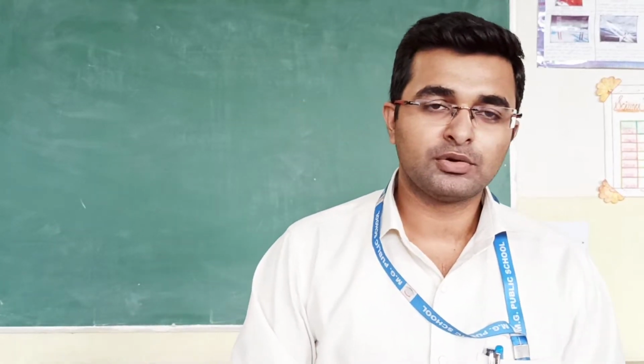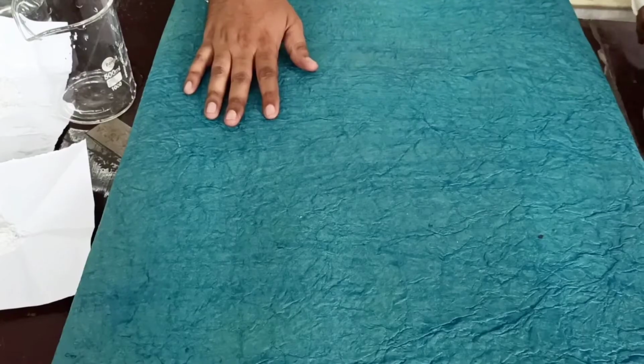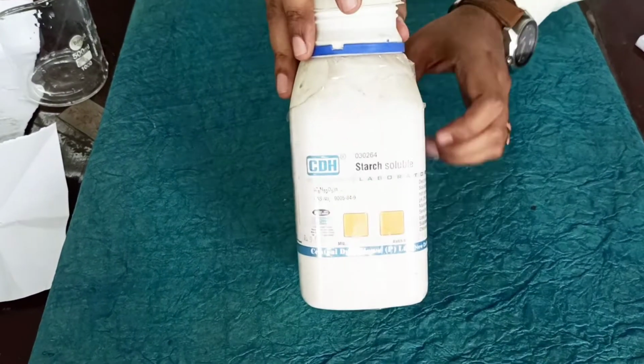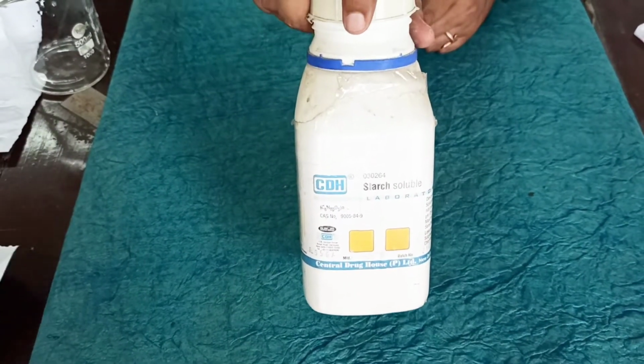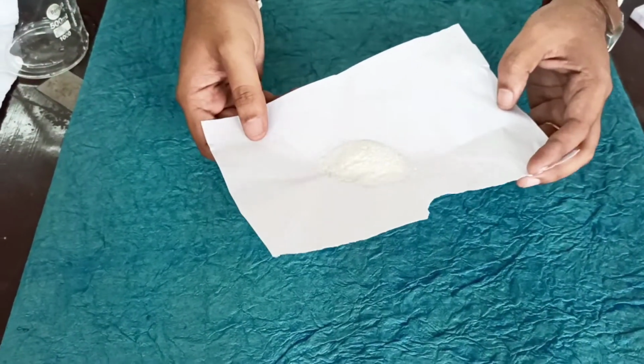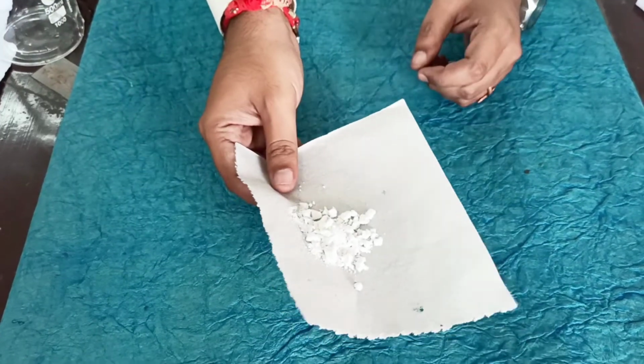Dear students, today we are going to differentiate between true solution, colloidal solution and suspension. So the chemicals required for this practical are starch for the colloidal solution, salt for the true solution and chalk powder for the suspension.